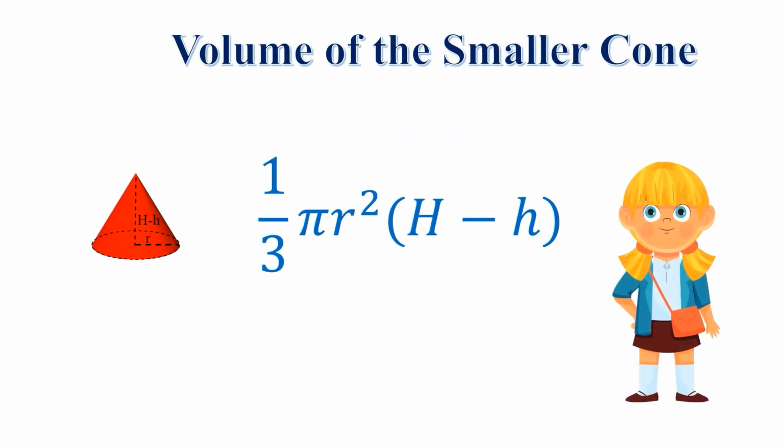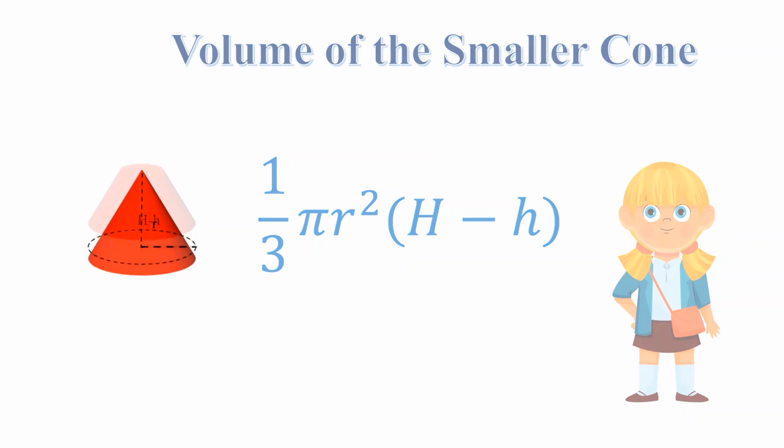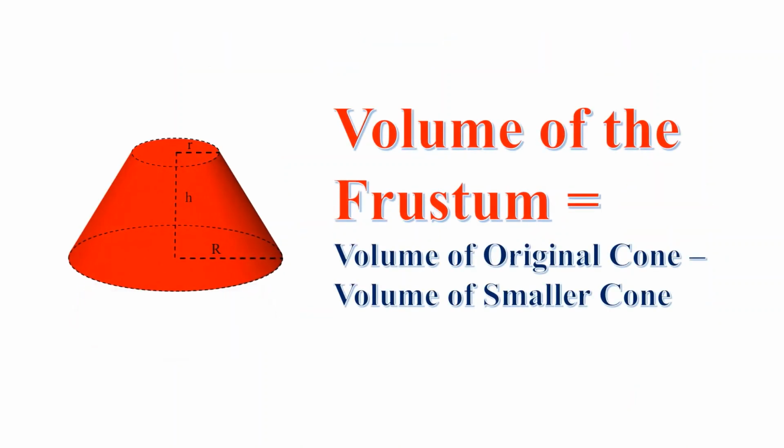Now we want to find the volume of the smaller cone. As usual, this will be 1/3 π r² (H − h), because the radius here is small r and the height of this smaller cone is capital H minus small h. Now that we have found the volume of the original cone and the smaller cone, the volume of the frustum will be the volume of the original cone minus the volume of the smaller cone.